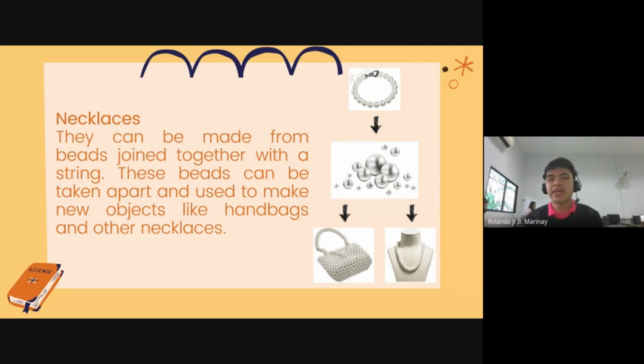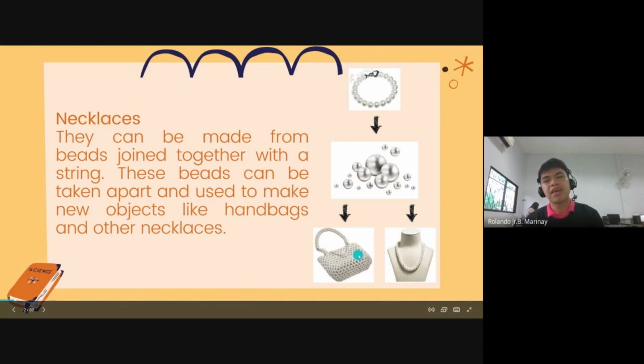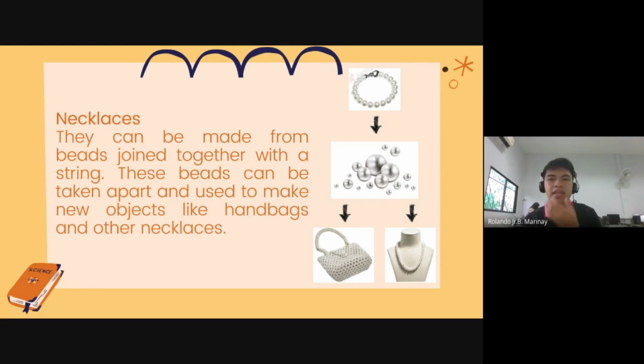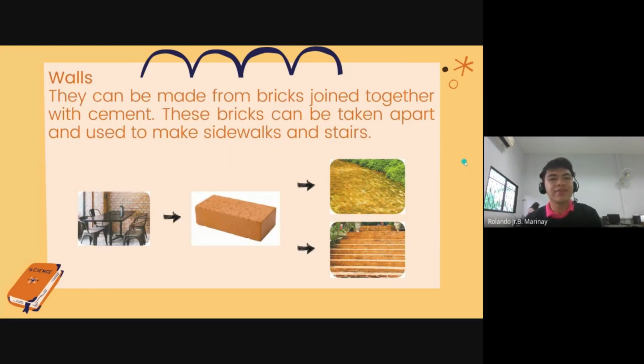So here are necklaces. When we take off its beads, we can make another thing from this material. We can make a bag, or another necklace, or little bracelets, right? From the necklace that we see. Another thing that we can see is, what's this? It's a wall. If we take off all the bricks from the wall, we can make sidewalks and stairs using the cement and the bricks that we got from the wall.